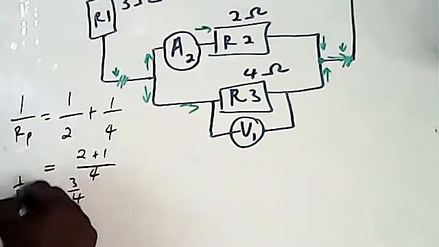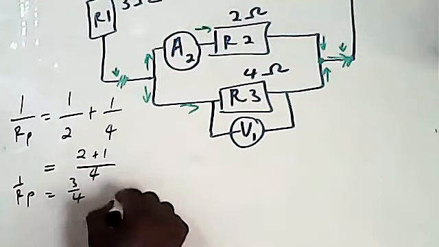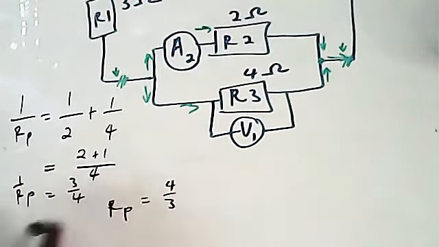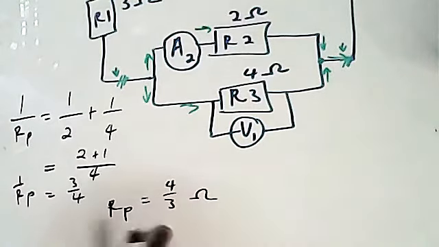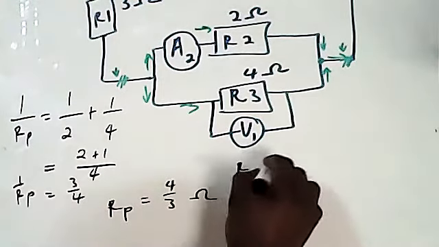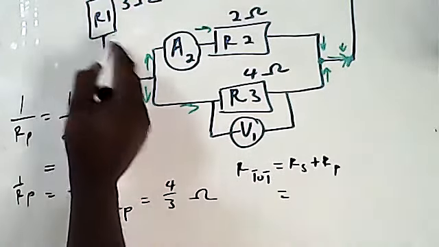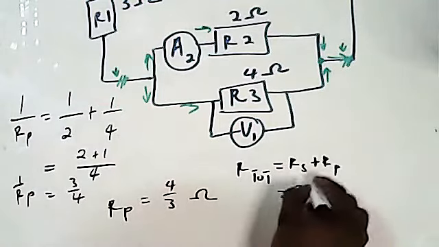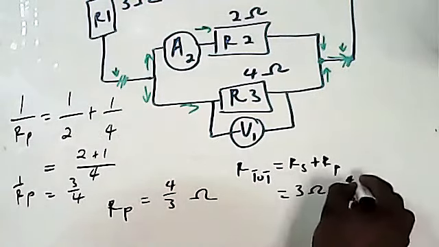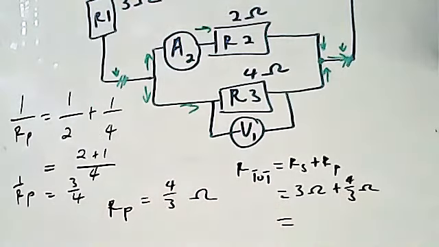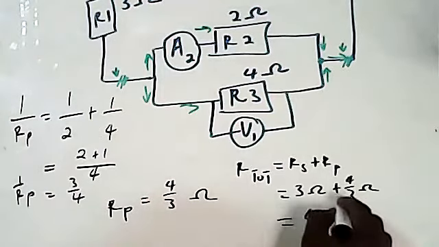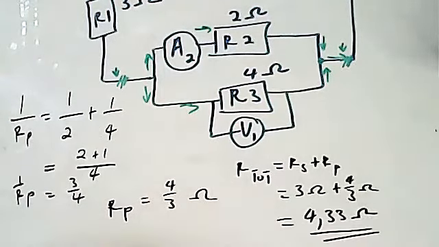But obviously we have 1 over RP. So RP, the resistance in parallel, is actually the inverse of everything. It's going to be 4 over 3 ohms. This is the resistance in parallel. So we want the total resistance. Total resistance is going to be the resistor in series plus the resistance in parallel. The only one we have in series is this 3 ohms. So you're going to have 3 ohms plus 4 over 3, which in decimals is going to give you 4.33 ohms. This is the total resistance we have, right? So we are done with that question.